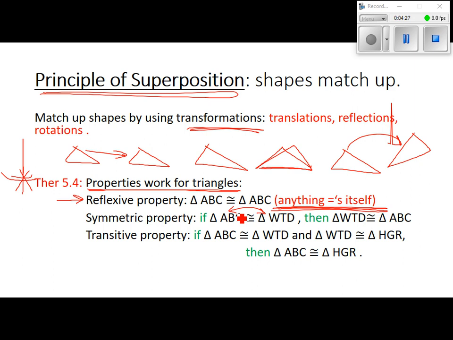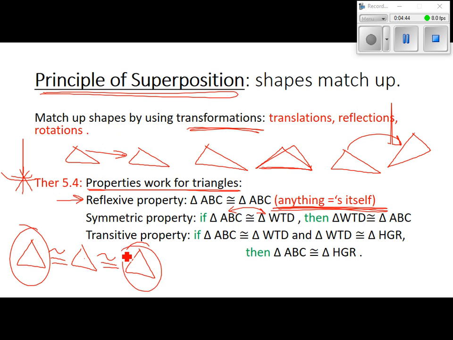And transitive property just says if this triangle is congruent to this triangle, and this second triangle is congruent to some third triangle, then that tells us the first triangle and the third triangle have to be congruent to each other. Remember, with transitive property, this middle thing has to be the same in both statements. This one's congruent to triangle ABC, and that same one's congruent to triangle HGR. And that means triangle ABC and triangle HGR have to be congruent.